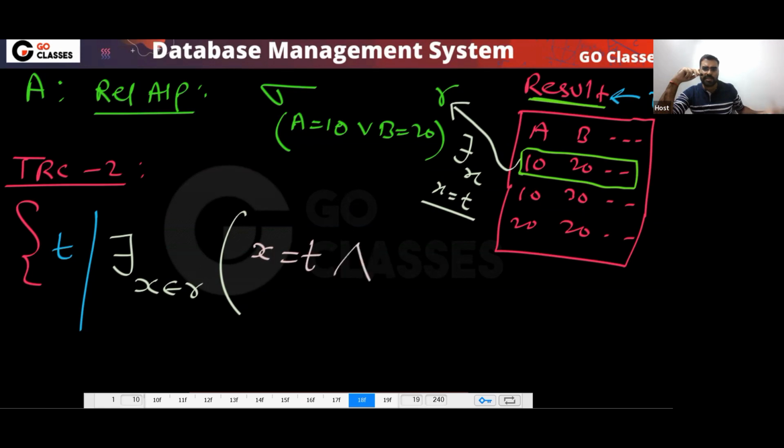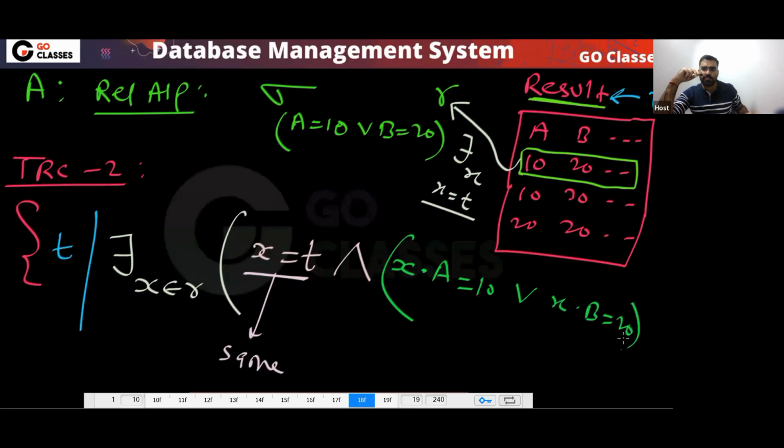They must be exactly the same. And what should happen? This should happen that x dot A is equal to 10 or x dot B is equal to 20. This is the way of writing the same TRC query. Is this clear? How many of you got this answer?